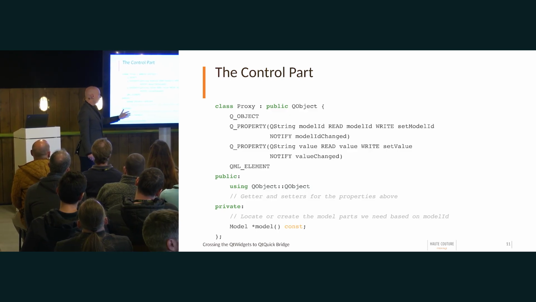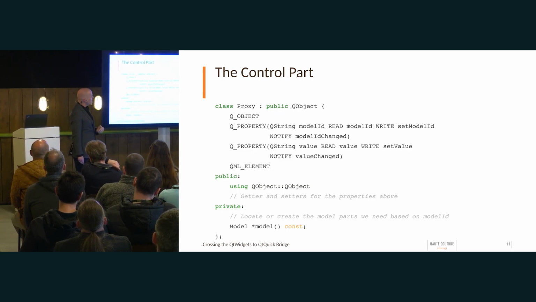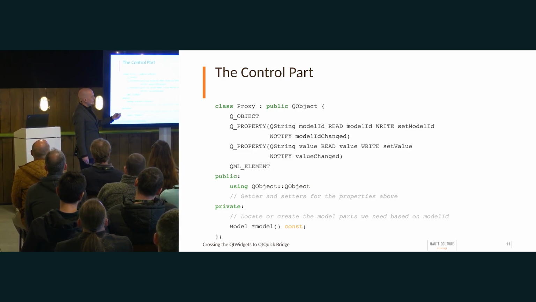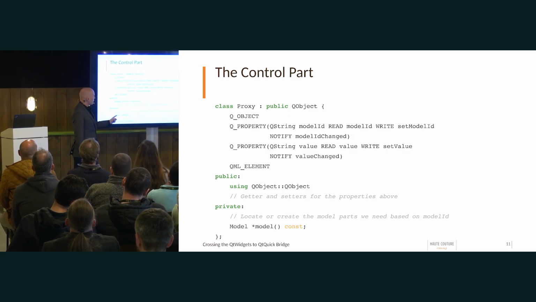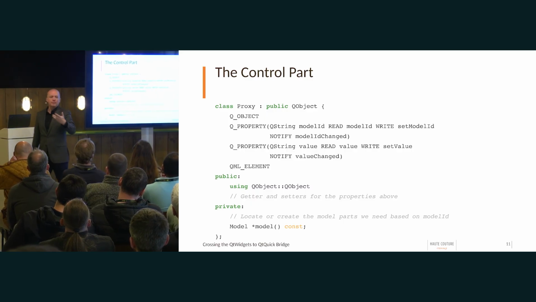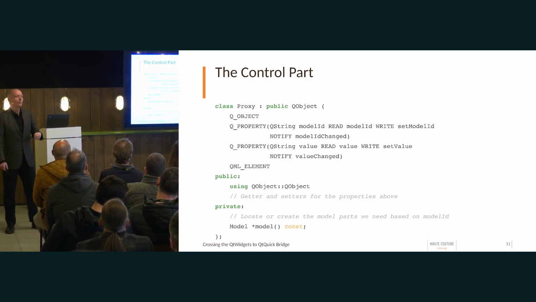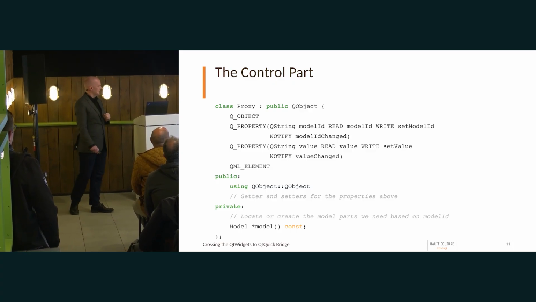And then internally, you have a way to get to the model bits that you need for that proxy. And we could easily imagine something like this, doing some work to locate the right object based on an ID that we passed from the QML side, or maybe that was coming from the C++, but we set it from the QML side.